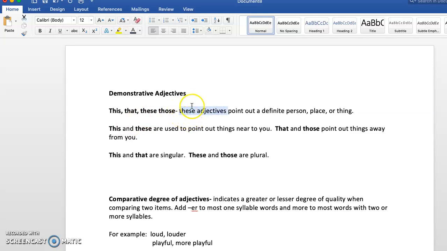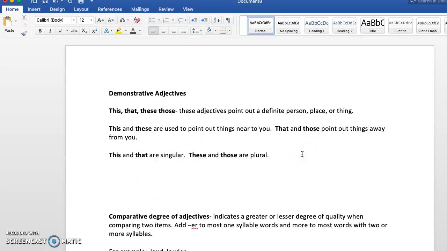These points out adjectives. Definite. They are not considered adjectives if they're on their own. They are considered pronouns. But if they come before a noun, then they are considered adjectives, like this hat, those shoes.